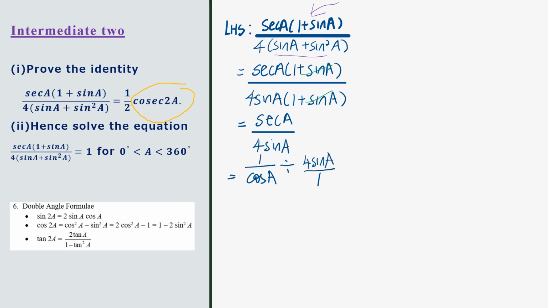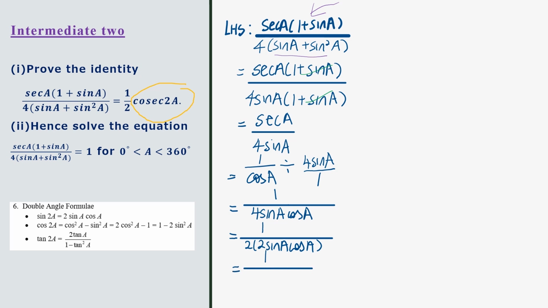Right, so that will give you 1 over cos A divided by 4 sine A. And then you change your division sign to multiplication. Right, and you'll get 1 over 4 sine A cos A. And so if you are one of those that have made friends with the formula, you will know that 4 sine A cos A, you can write it as 2 times 2 sine A cos A, which will actually be simplified into 1 over 2 sine 2A, because sine 2A is 2 sine A cos A.